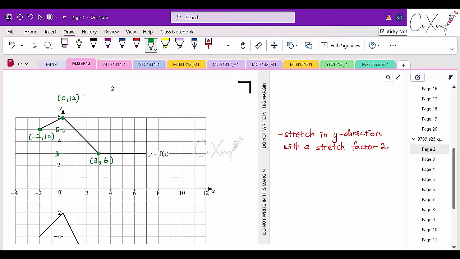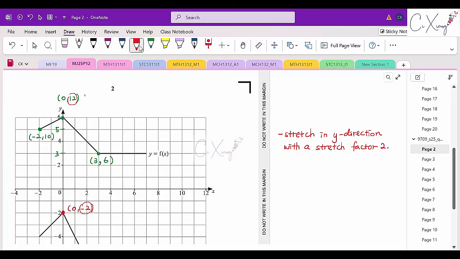Alright, so please try to imagine that after the transformation, these are some of the examples for the points. For the first transformation, which is the stretch in the y direction with a stretch factor 2, after you transform them, from (0, 12), how can I move it to become this one, which is (0, -2)? So try to imagine from 12, how can you make it become -2 here?